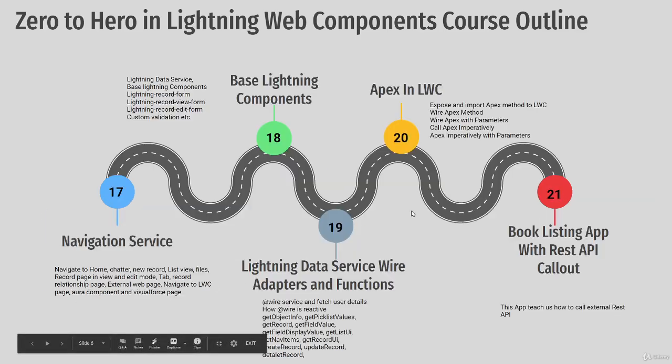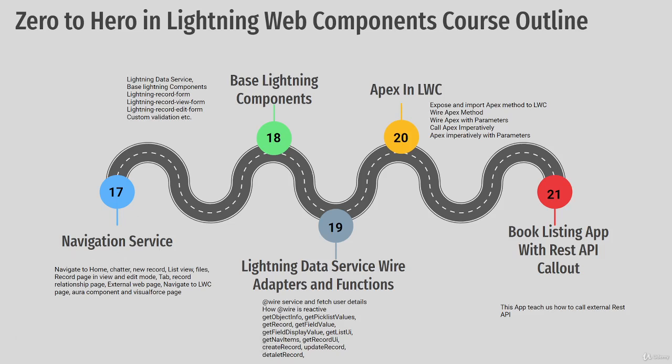After this, we will move to the navigation service. Now, we know all the fundamentals, all the component communication. Now we have to understand how we can navigate from one component to another component. And here we will understand how we can navigate from one component to the home page, chatter page, new record, list view, and a record page in view or edit mode, tabs, and all sorts of combinations we're going to cover.